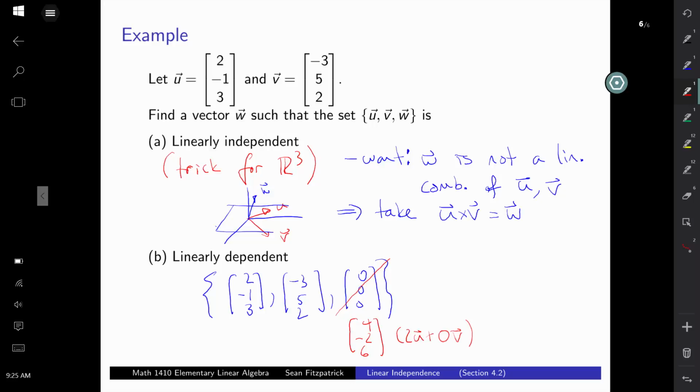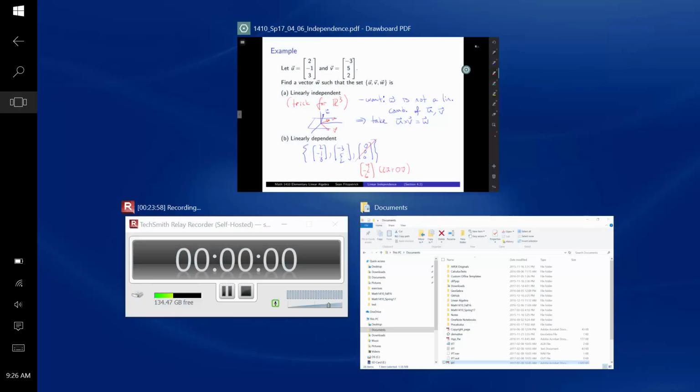Okay, I know that was a lot to digest in one video, but this is the idea for independence. We've got one more idea to address, which is the idea of a basis, and then we'll be done with section 4.2.